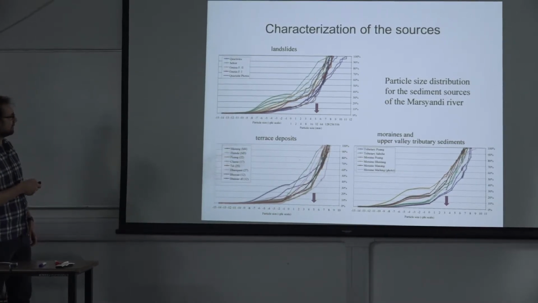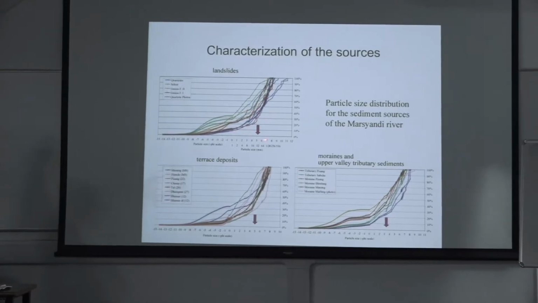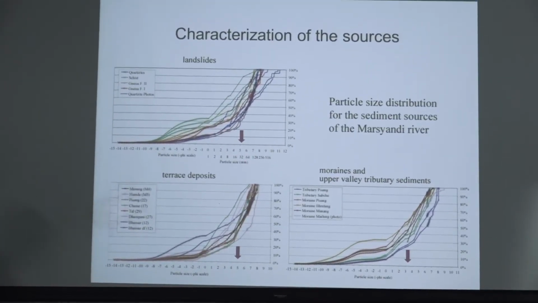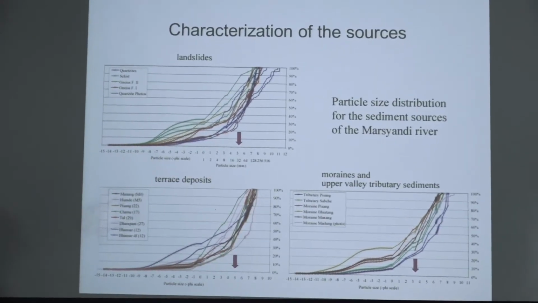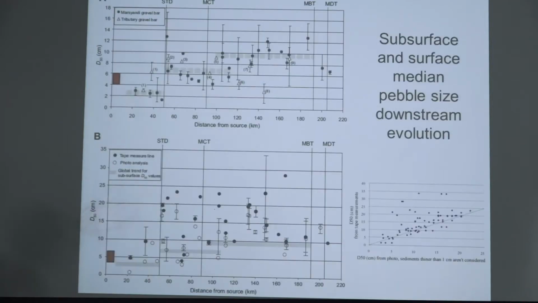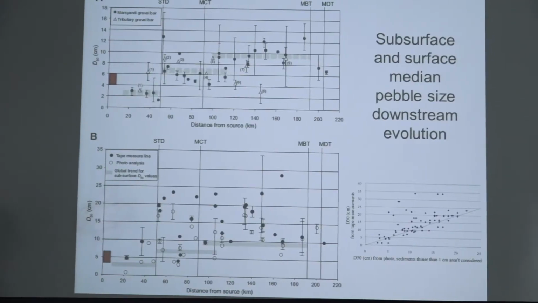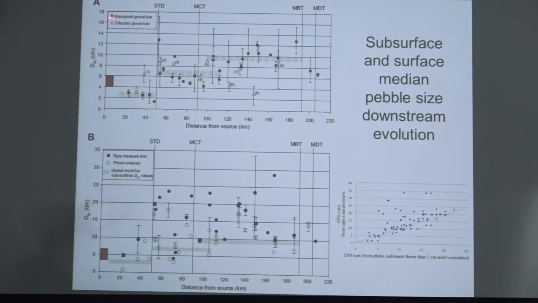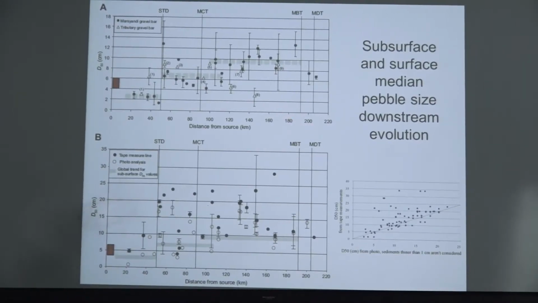Characterization of the sources: terrace, moraine, and mostly landslide. So we get an initial value between 30 and 60 millimeter. And then we look at the gravel size of the bar, and surprise, where we would have expected some downstream decrease from upstream to downstream, we were more looking at some kind of increase or constant or uniform grain size.